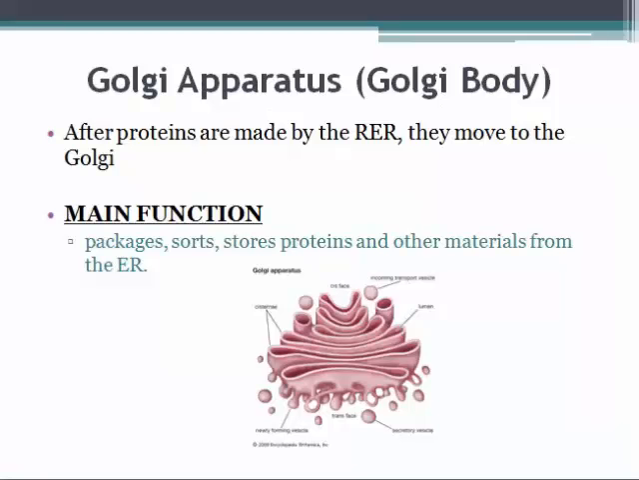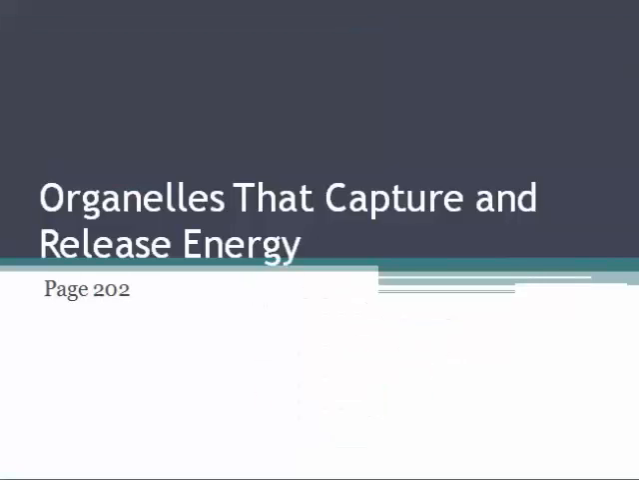The Golgi apparatus, the Golgi body. After proteins are made by the RER, the rough endoplasmic reticulum, they move to the Golgi. Main function: packages, sorts, and stores proteins and other materials from the ER. Organelles that capture and release energy. This information will be found on page 202.